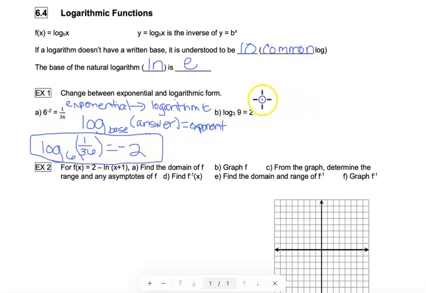So when we are going from logarithmic form to exponential form, the way that we do that is what I like to call the swoop method.